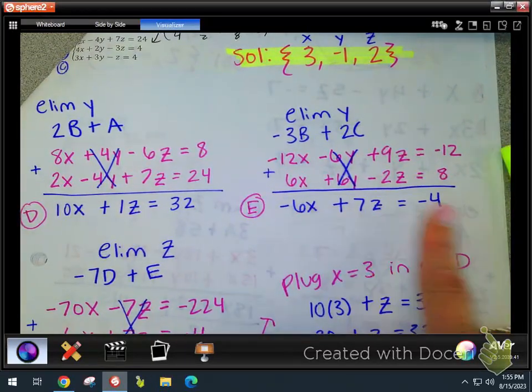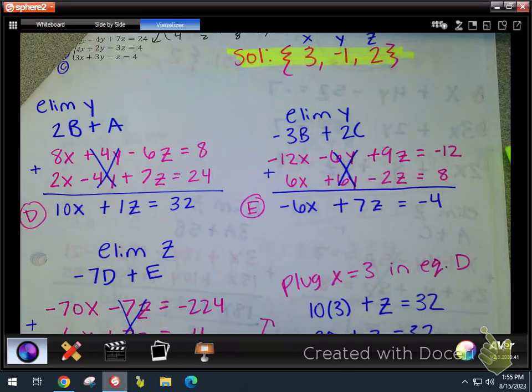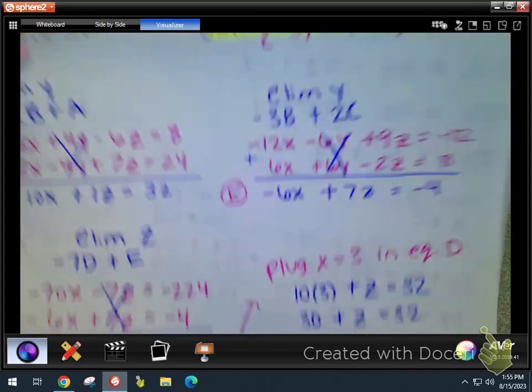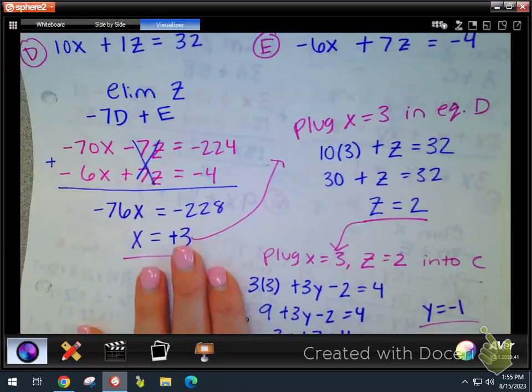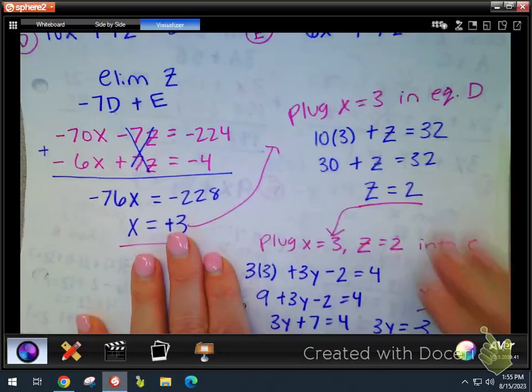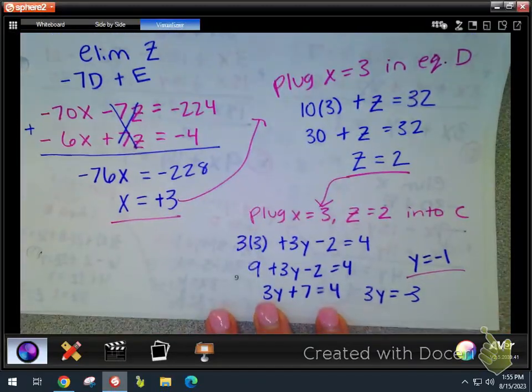-6x plus 7z, -4. The numbers stayed way smaller, so it was a little bit easier to go. So for the rest of my classes, we're going to be eliminating Y. But I end up doing the same type of work. I found X first, and then I plugged back in, and then I found Z, and then I found Y. So this is what I'm saying: your work can look totally different, but the bulk of the work is finding the first variable. And if that one is wrong, everything else is going to be wrong.